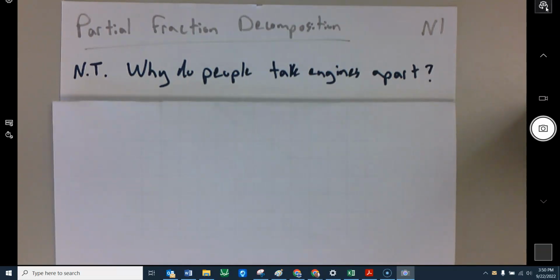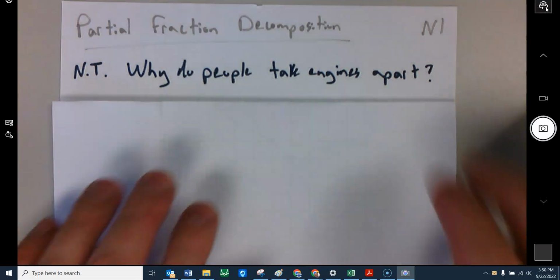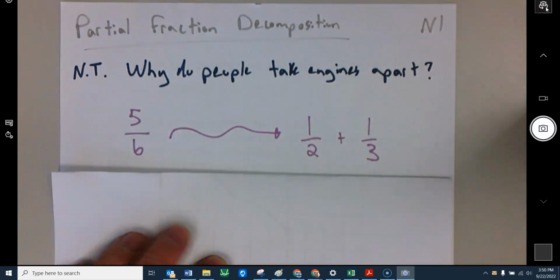But also, to see the individual pieces. You take engines apart to see what's working and what's not working inside that big, nice machine that someone made for us. When it's malfunctioning, what's malfunctioning? If you take it apart, you can see all those pieces together. And that's what's going to happen with partial fraction decomposition.